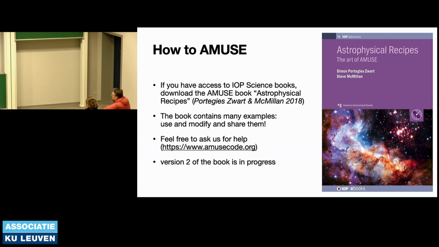And if you have access to IOP Science books, which probably you have at university, then you can download this book, which Simon wrote with Steve McMillan. And this book has many examples for AMUSE in it, and feel free to look at those and copy them and change them and republish them if you like. Currently, we're working on version 2 of the book. Hopefully, it will be out later this year. And you'll hear when it's there.